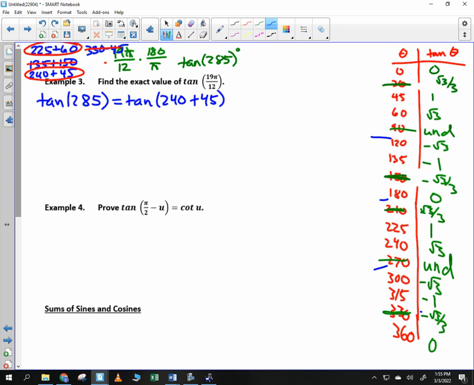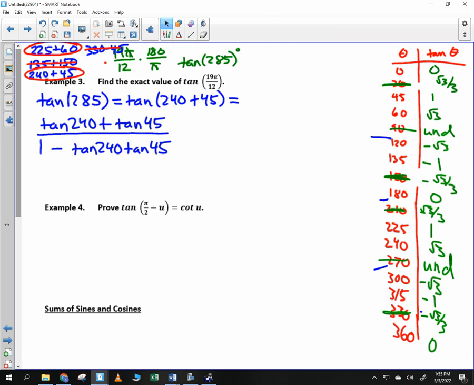Let's expand our tangent sum and difference formula. What's the top going to be? Over what? What's tangent 240? Close. Square root of 3. What's the tangent of 45? 1. 1 minus... What? Root of 3?